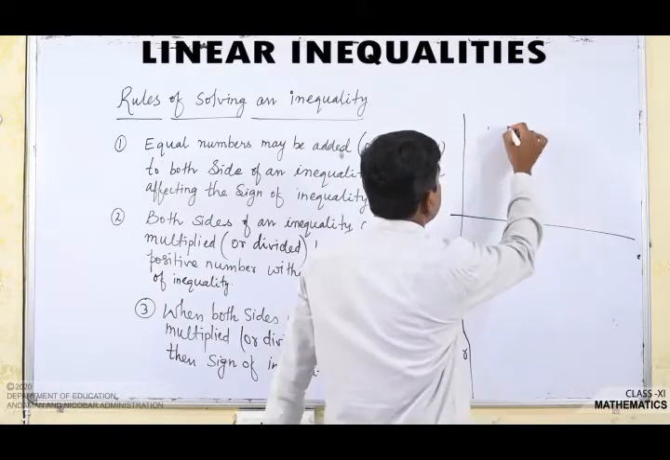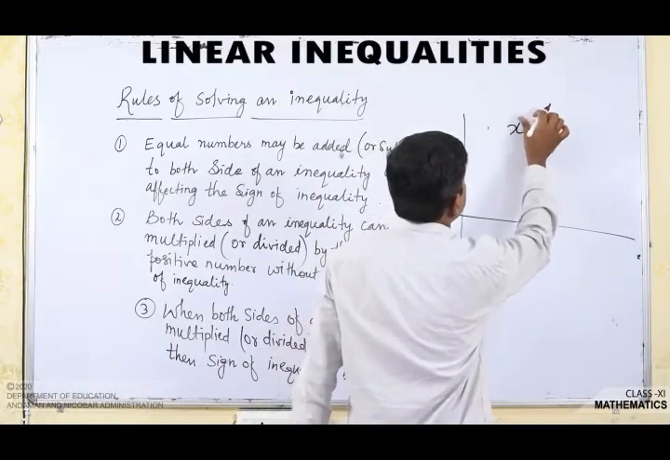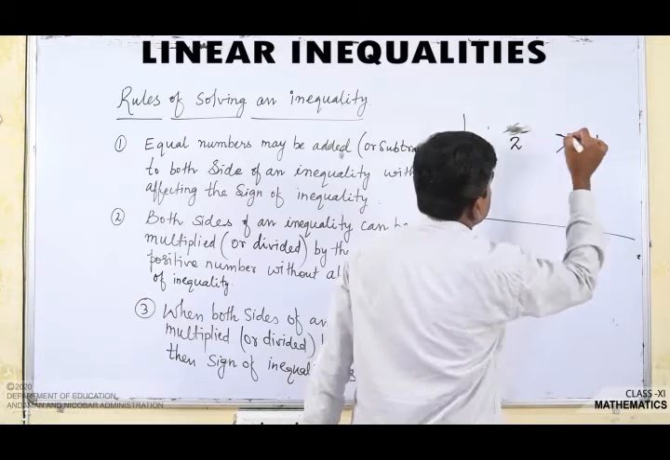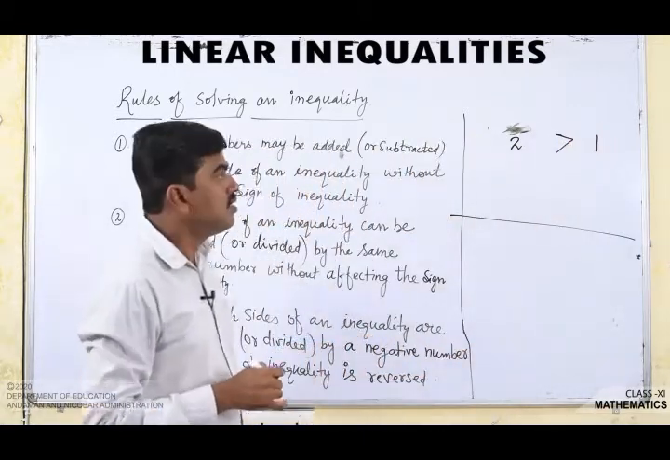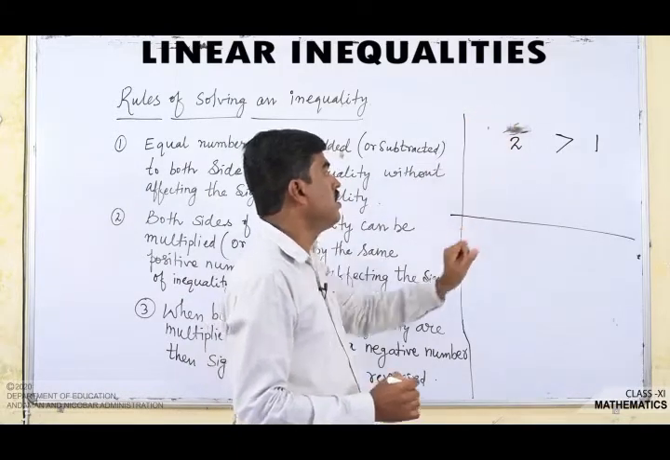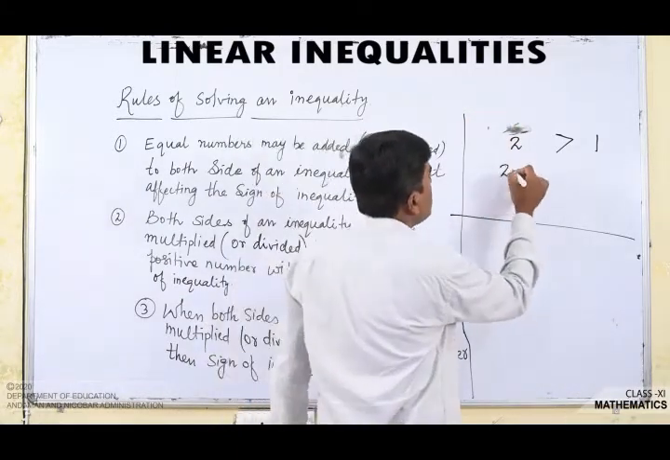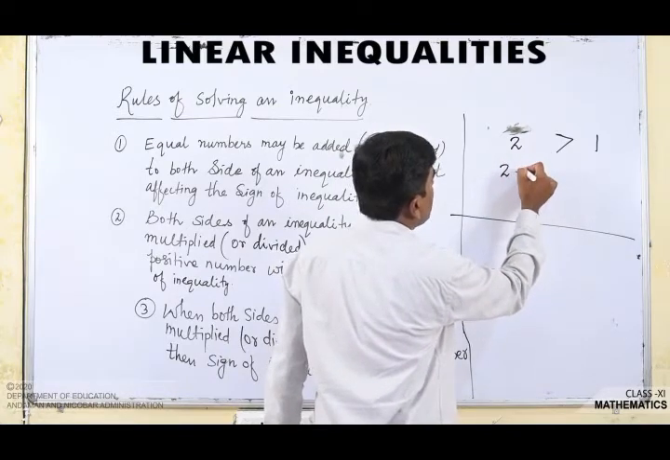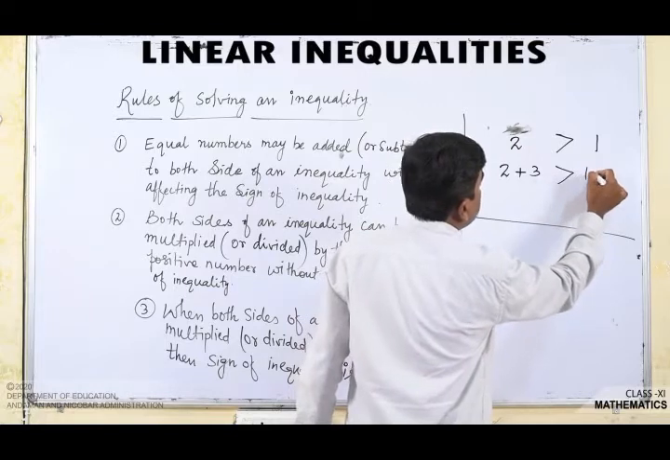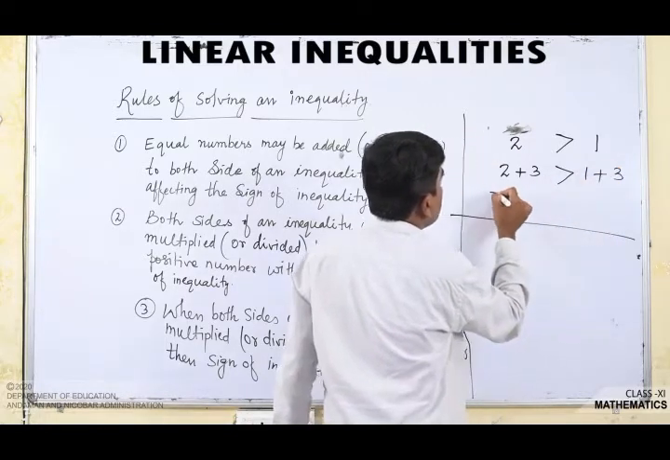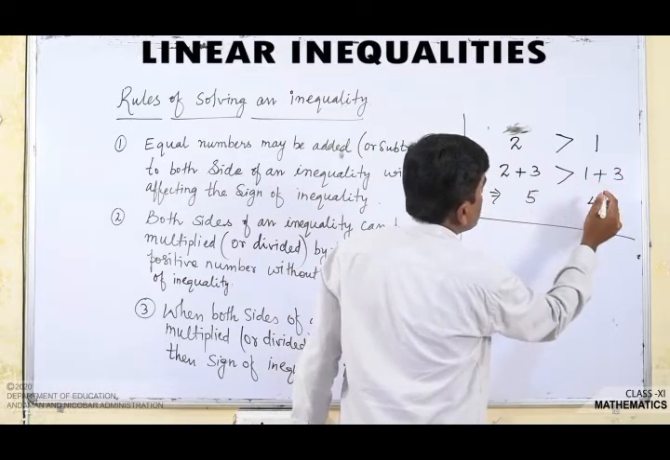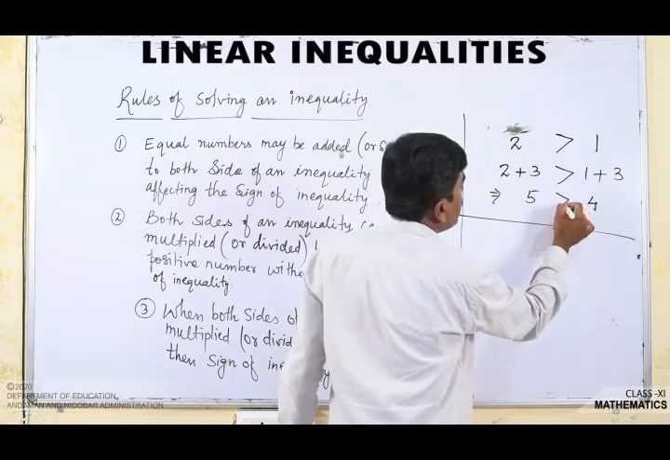Suppose here is one inequality, that is 2 is greater than 1. It is a numerical inequality. If I am adding 3 to both sides of this inequality, that is 2 plus 3 is greater than 1 plus 3, then what is the result? The LHS is 5 and the RHS is 4. So again 5 is greater than 4.